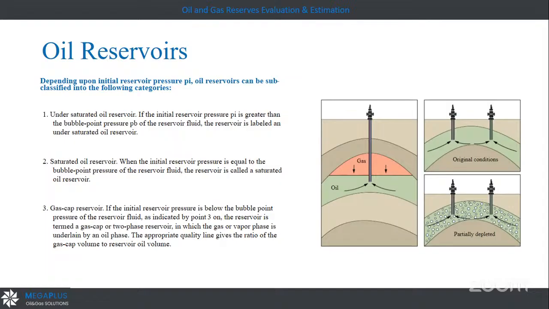So if I have the reservoir in one phase, it is an undersaturated oil reservoir, as it's above the saturation pressure. If it is a saturated oil reservoir, then I will find the saturation pressure in the reservoir. I will measure it. And the gas cap is below the saturation pressure of the reservoir, and I have the gas above the oil.